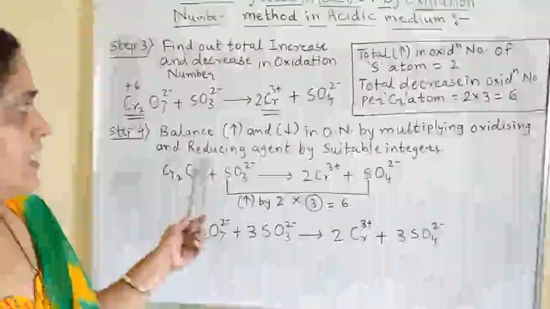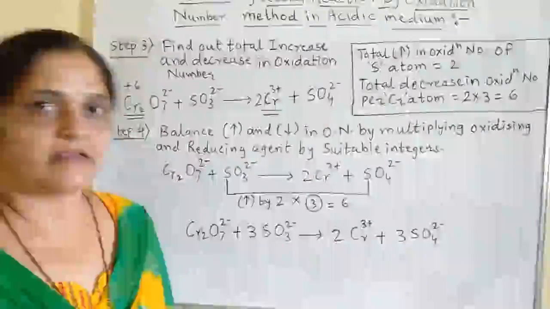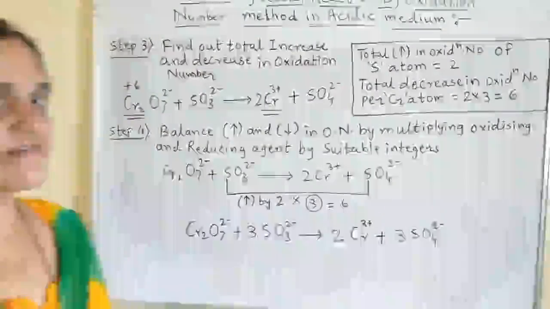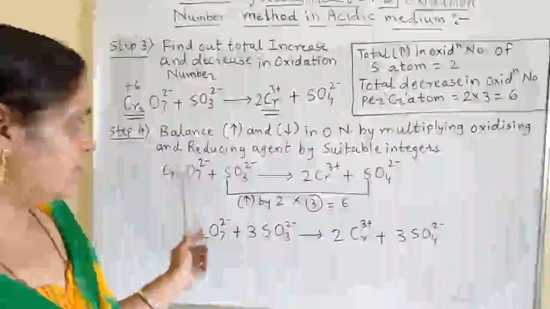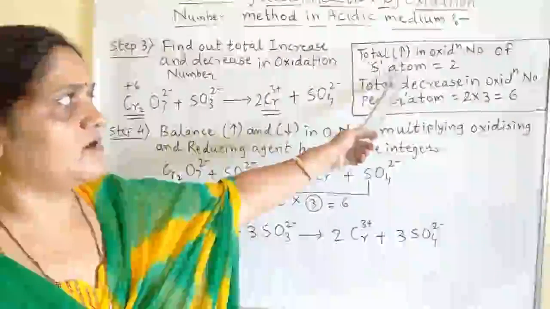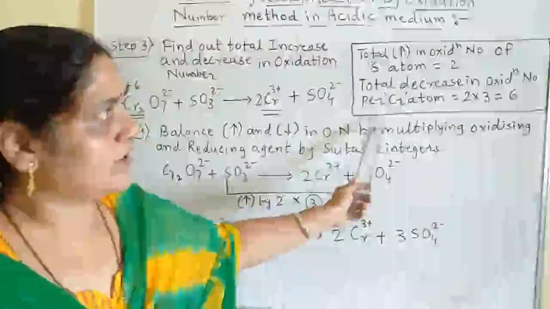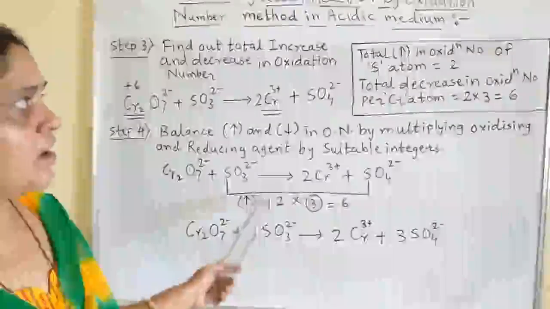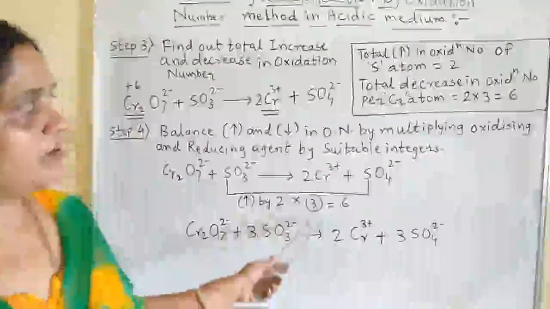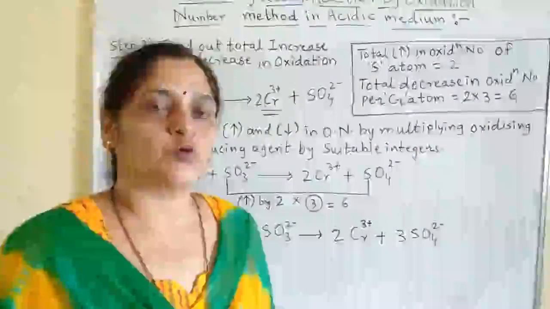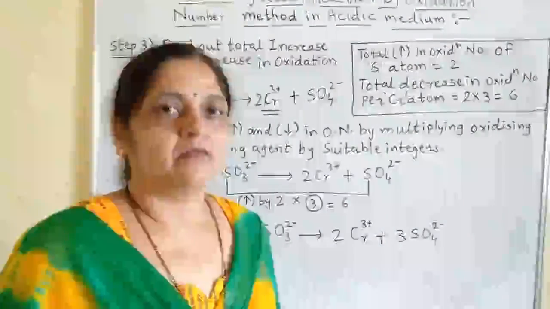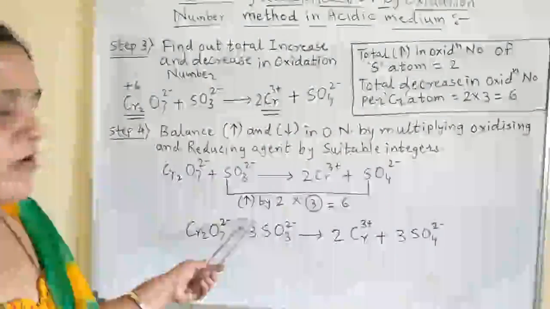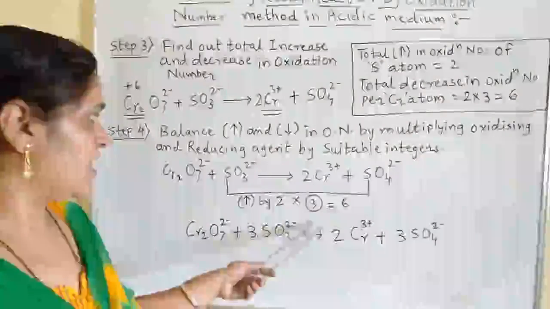Now in this step we have to equalize the increase and decrease in the oxidation number, meaning we have to equalize the electron loss and gain in the oxidation and reduction processes. For that purpose, the total increase in the oxidation number is 2 and the total decrease in the oxidation number is 6. Therefore we have to multiply the oxidation reaction by 3, because the total decrease in oxidation number, meaning total electron gain, is 6. Therefore the total electron loss should also be 6, so we are going to multiply the oxidation reaction by 3.